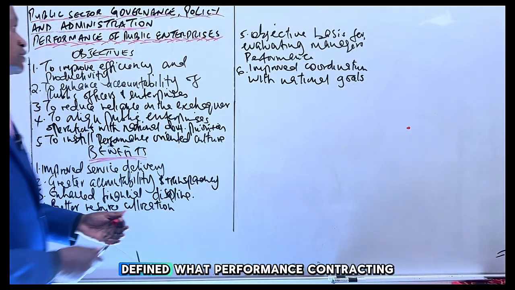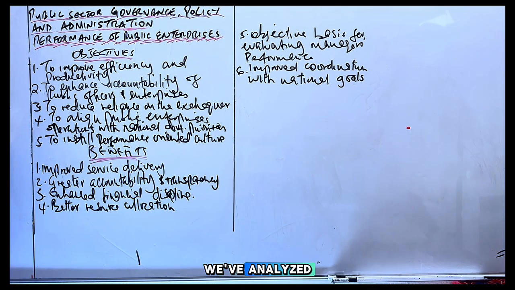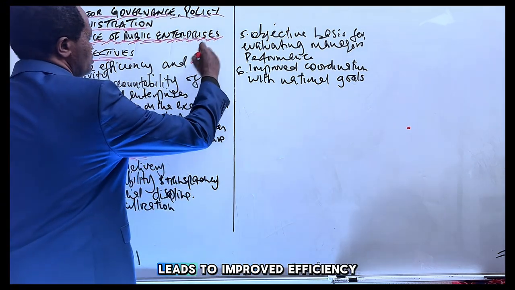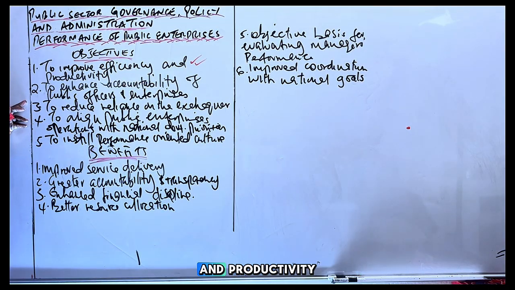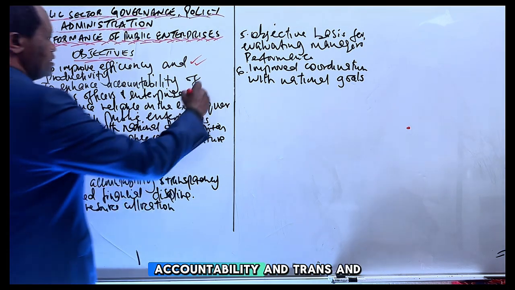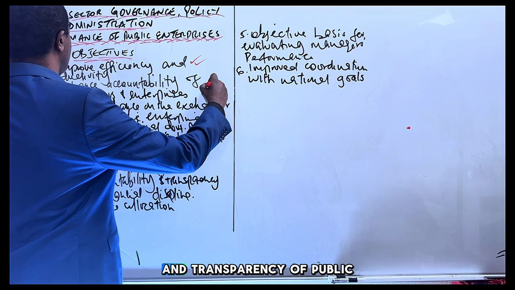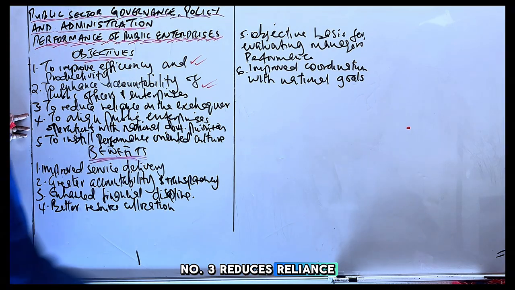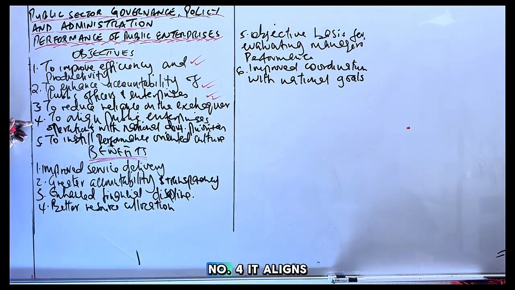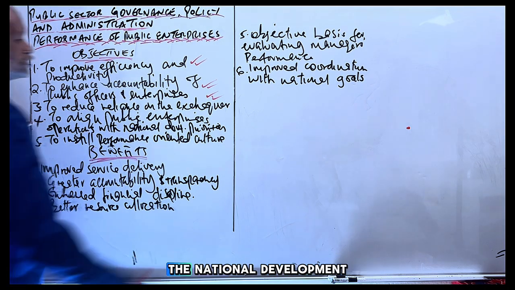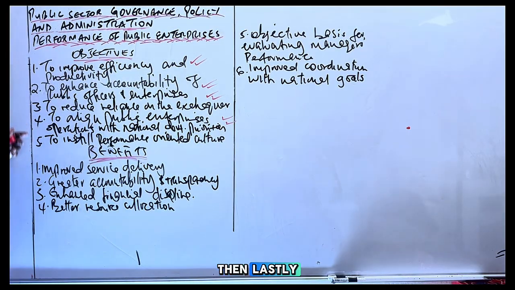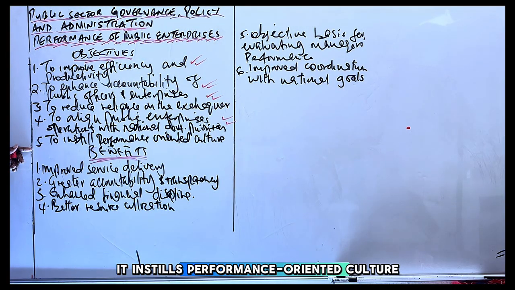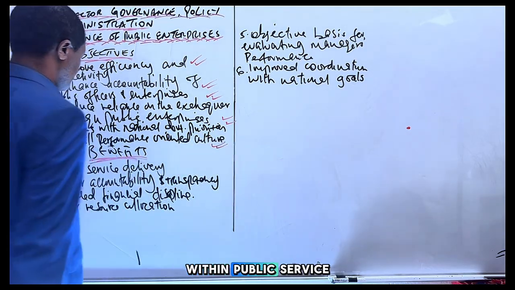So that is all for today's lesson on performance contracting. In this lesson, we've defined what performance contracting is. We have highlighted 5 objectives of performance contracting. One is that it leads to improved efficiency and productivity. Number 2, it enhances accountability and transparency of public officers and enterprises. Number 3, it reduces reliance on the exchequer. Number 4, it aligns public enterprise operations with the national development priorities. Then lastly, it instills a performance-oriented culture within public service.